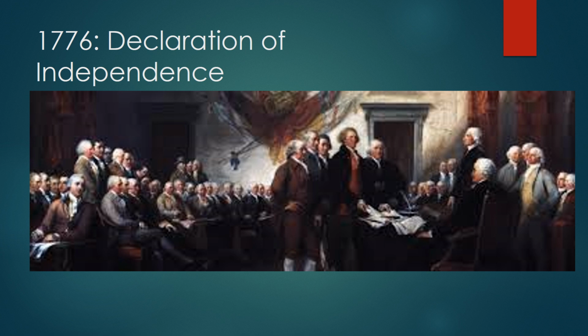So independence is officially declared by the Continental Congress, the Second Continental Congress, in Philadelphia in 1776. Everybody that signed this document, or everybody that you see in the picture, in this kind of romanticized version of it, were committing treason. I mean, they knew that they were taking a big risk. If this revolution goes wrong, they could all be hanged for it.